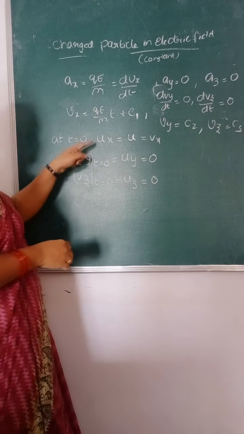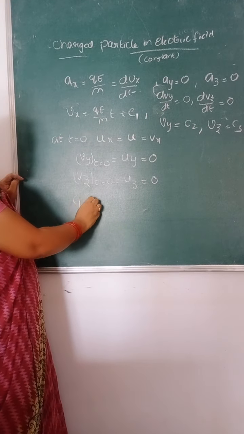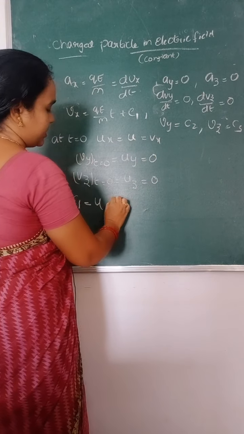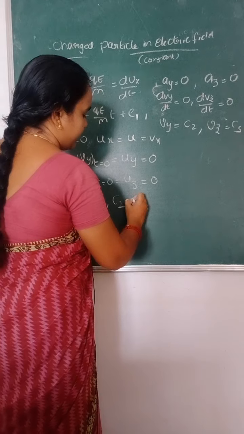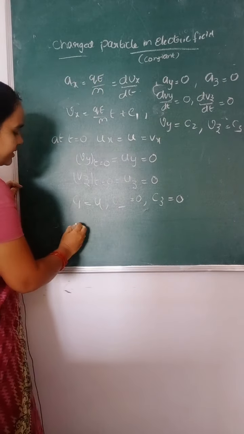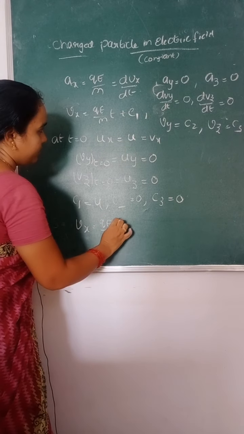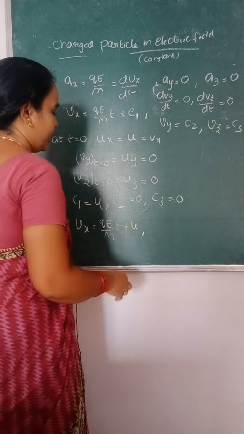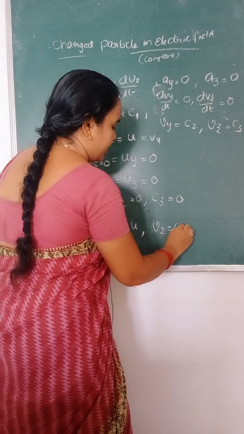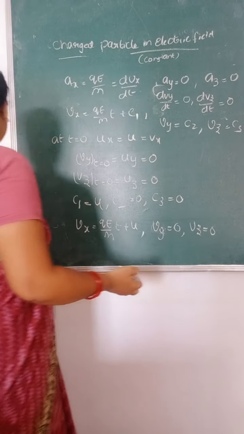If you substitute at t equal to 0 the initial velocity u, c1 is equal to u, and since there is no velocity along y and z direction, c2 is 0 and c3 is 0. Then Vx is equal to QE by M into t plus u, and Vy is equal to 0 and Vz is equal to 0.